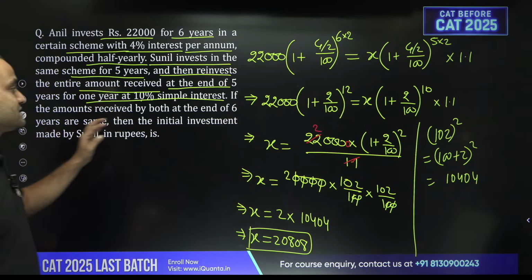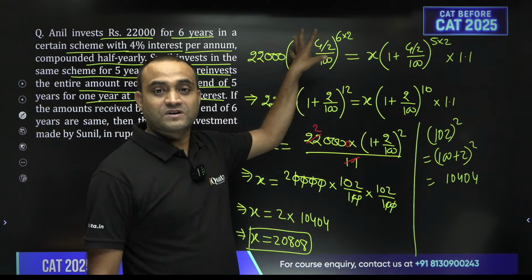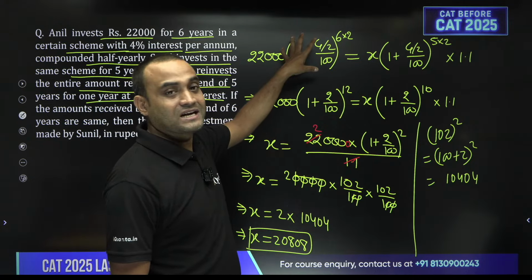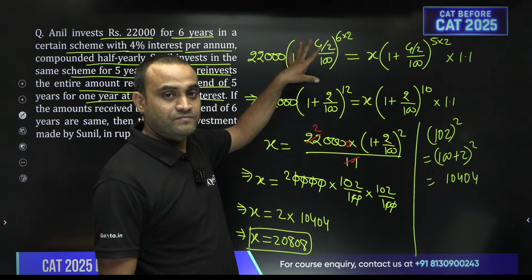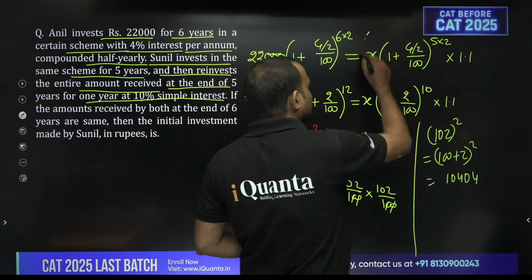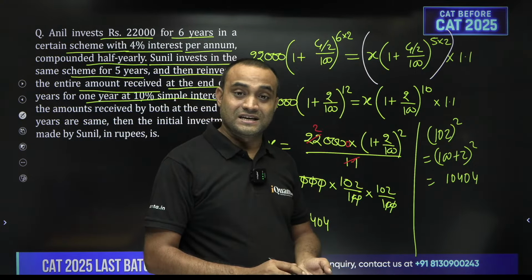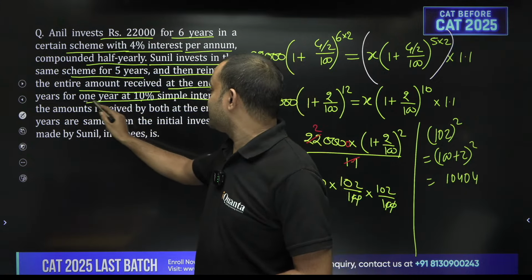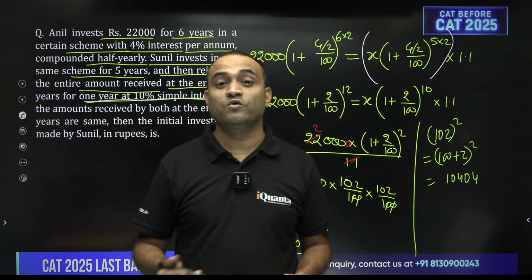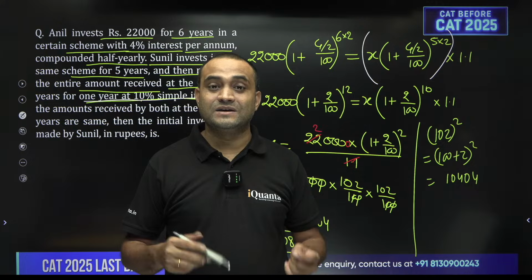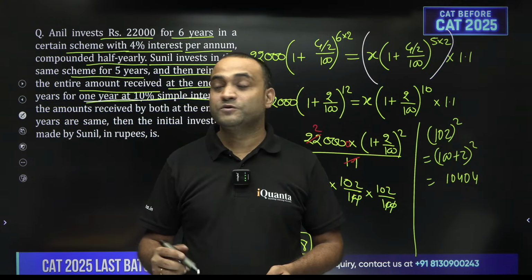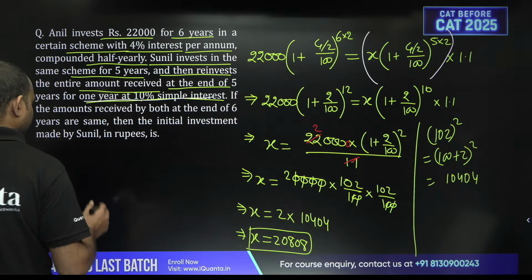Manikanta, see, this is the amount that Anil will get after 6 years. This is the amount that Sunil will get after 5 years. After this, he is putting it at 10% simple interest for 1 year, in scheme B, in another plan. So if you increase a value by 10%, what will happen?